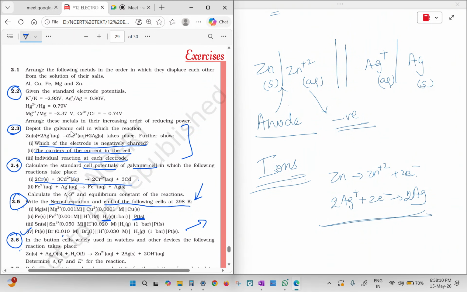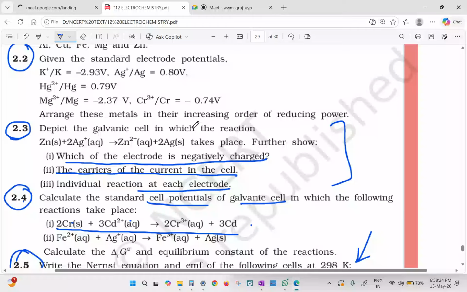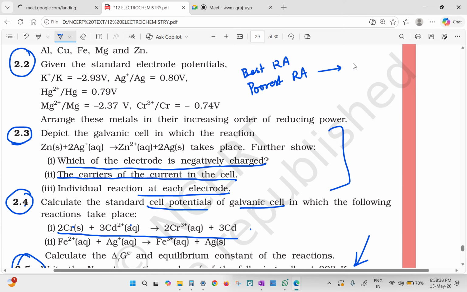More the negative E naught. Okay, this is a very, very important question, children. 2.2. Last year also we analyzed, this year also we'll analyze. Identify the metals in increasing order of reducing power. So tell me, which is the best reducing agent and which is the poorest reducing agent? The poorest reducing agent, okay, tell me first. Ma'am, the most negative value will be the best reducing agent. Okay, further, I want the perfect answer. Which is the chromium, reducing?